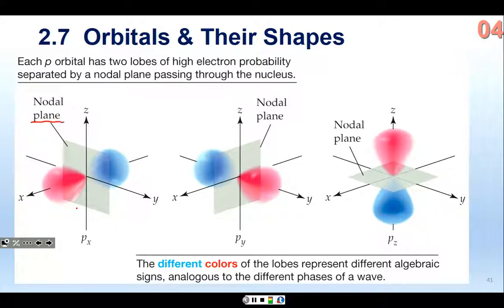So the nodal plane is going to be in different orientations for each of the p orbitals, subshells. They're either going to be along the YZ axis. The nodal plane is on the YZ axis if it's p sub x. For p sub y, the nodal plane is going to be on the x and z axes. And for p sub z, if you follow the diagram and the pattern here, the nodal plane is between the x and y axes.